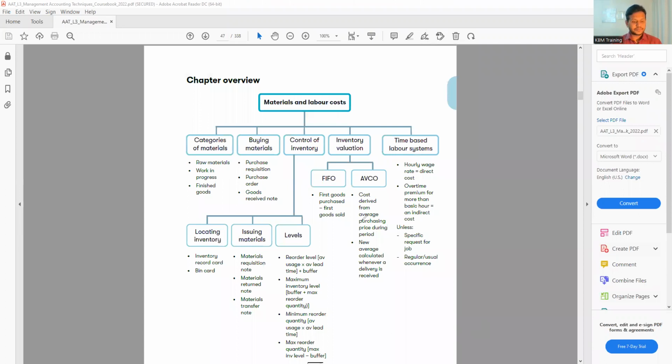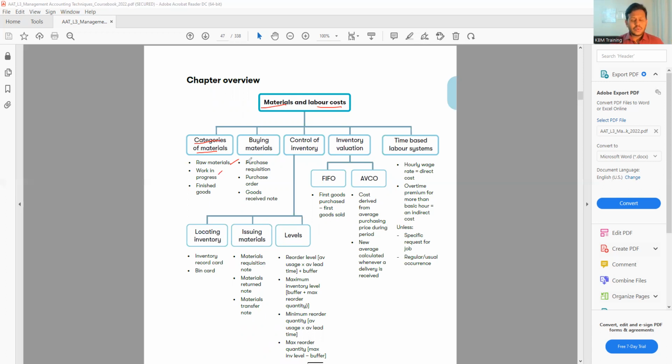Let's have a look at that. So material and the labor costs. First thing we can see here, we have categories of materials. We have different types of material. We can see the raw material. Raw material is basically the material that we buy in order to use it in the work in progress and to make the finished good. For example, if I like to make some bread, the flour will be my raw material.